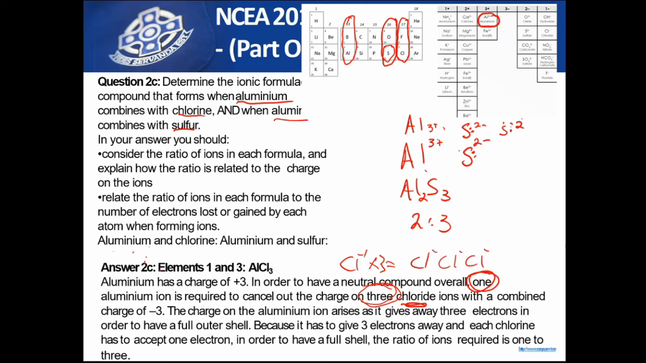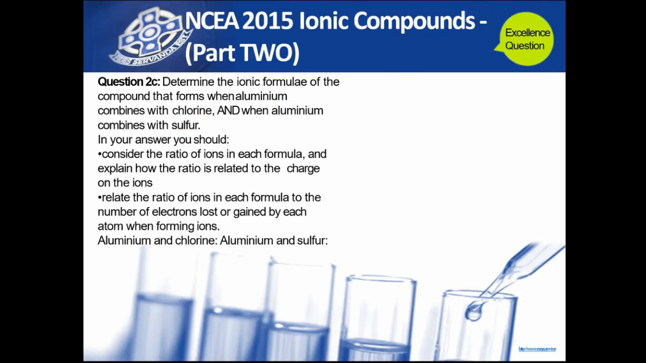Okay, the charge of the aluminium ion arises as it gives away 3 electrons from its outer shell in order to have a full outer shell and become more stable. Because it has to give away 3 electrons, each chlorine has to accept 1 electron in order to have a full shell. The ratio of ions required is 1 to 3.